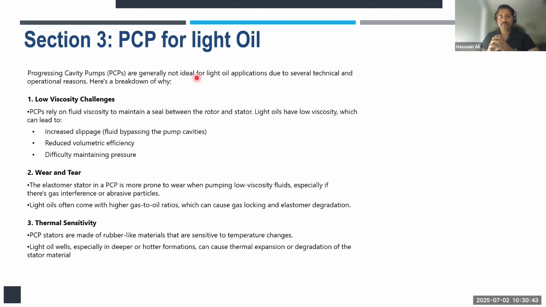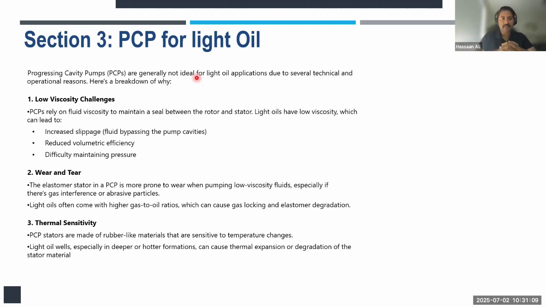Light oil has very low viscosity, so that can actually result in a higher slippage. That means you won't be able to seal. It reduces volumetric efficiency because with higher slippage, your fluid is slipping back into the previous cavity. That will reduce your volumetric efficiency and it will be very difficult to maintain pressure, right? Because your slippage is very high.